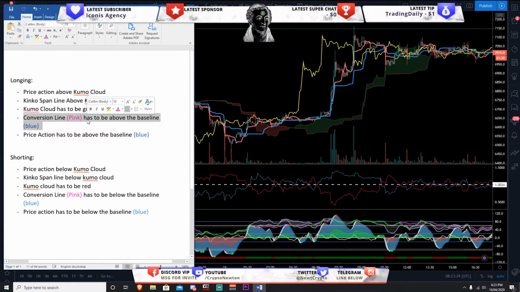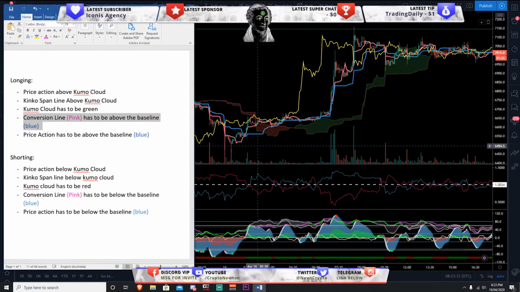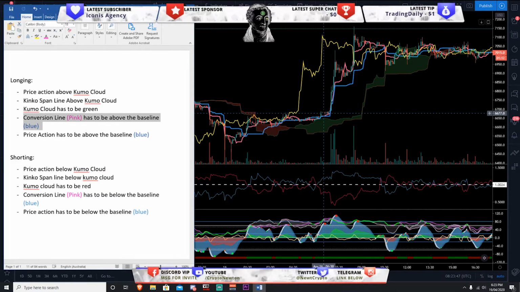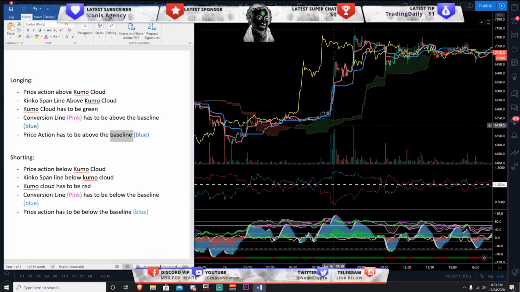Your conversion line, which is the pink line, has to be above the baseline, which is the blue, right? Even over here, you see the conversion line, the pink, has to be above the baseline blue. It actually crosses down here. So you would wait patiently for it to cross back up over here, and you would get in when we're going sideways at $6,677. The price action has to be above the baseline blue. So right here, everything ticks off.